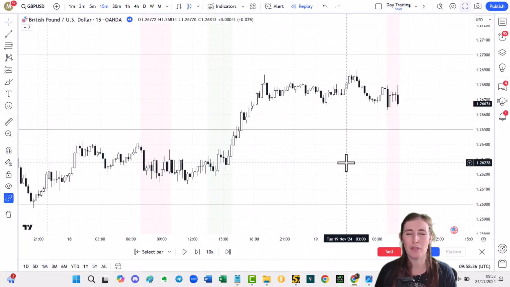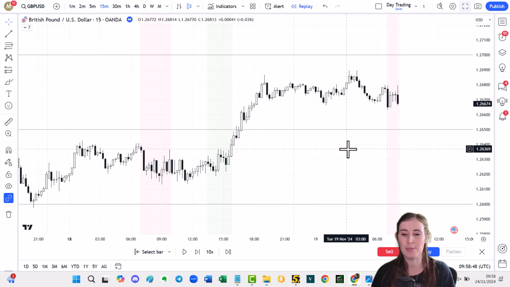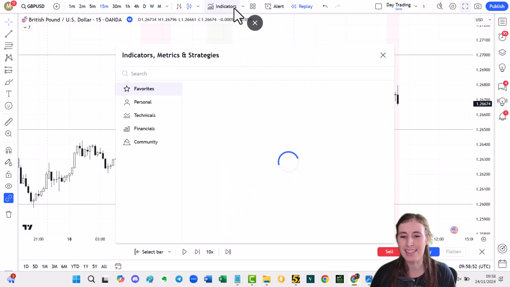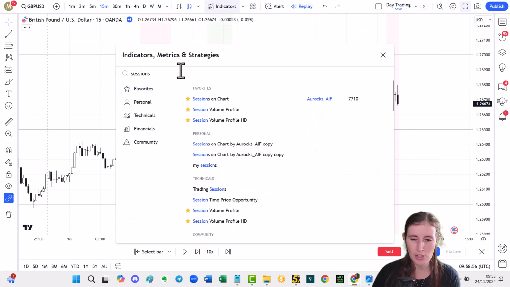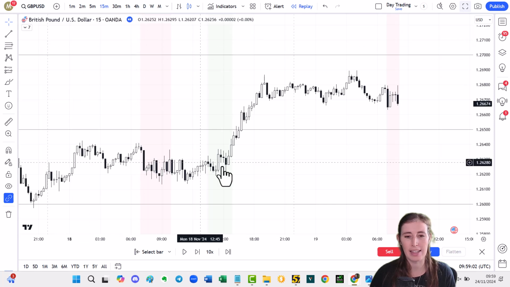I use a really useful indicator to help me to keep track of time theory because it can get a little bit confusing, and that is called the sessions indicator. In TradingView, I'm presuming you use TradingView because it is probably the best charting software out there. Underneath indicators, if you do a search for sessions, I have it saved here, Sessions on Charts by Forex, and that adds in these vertical lines.